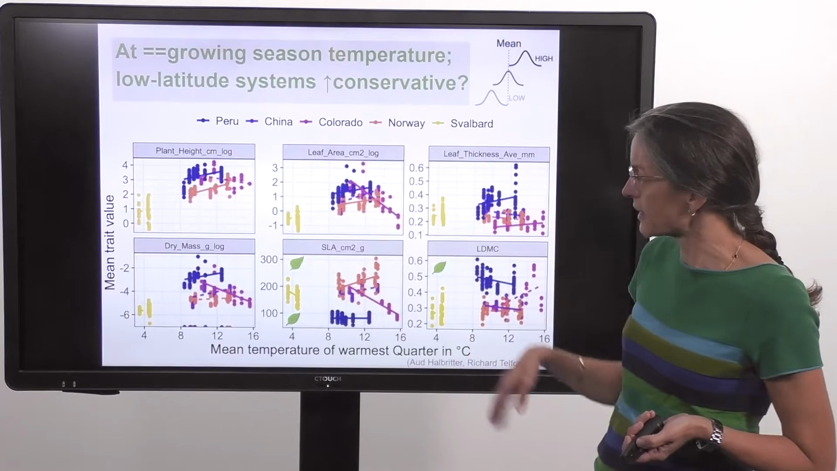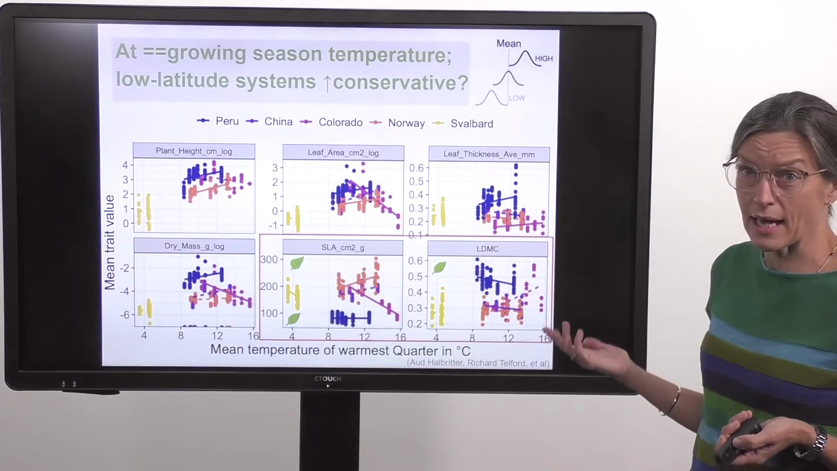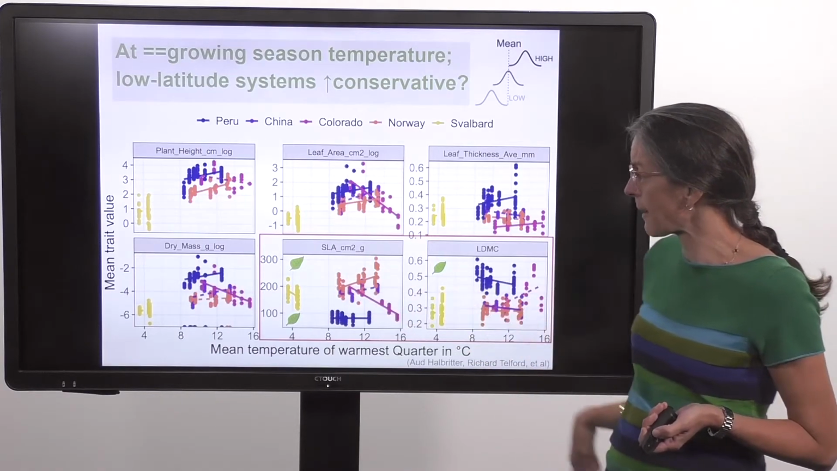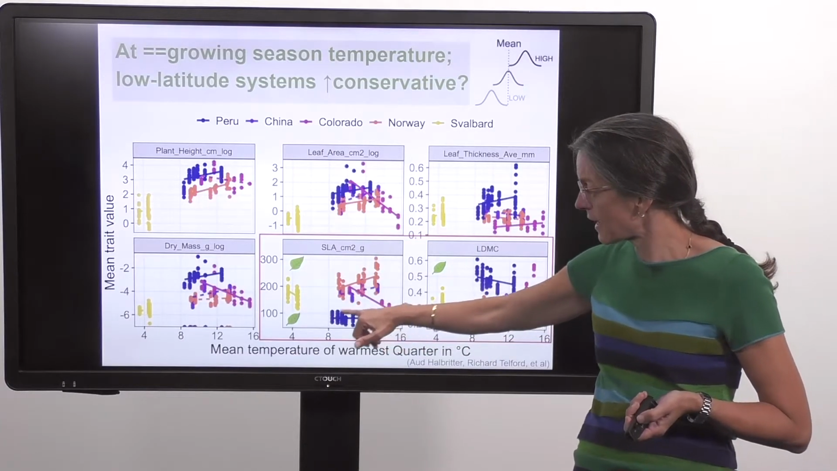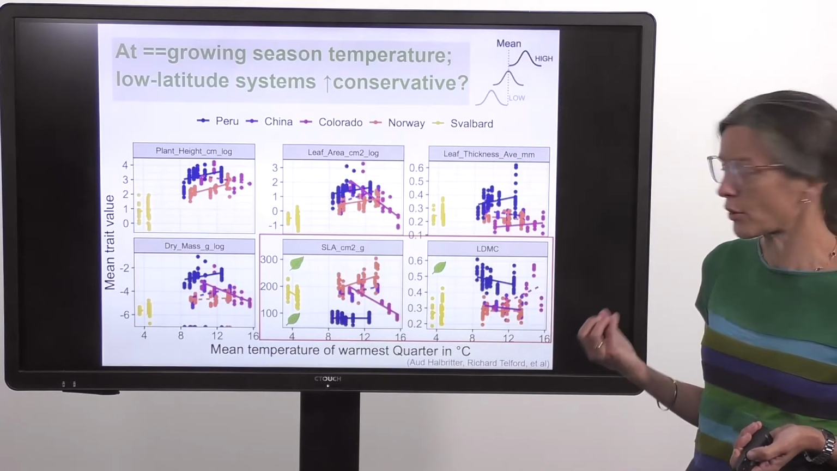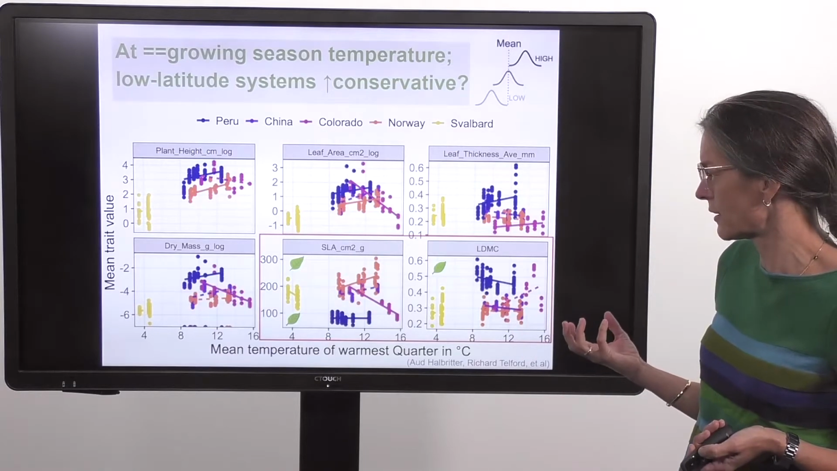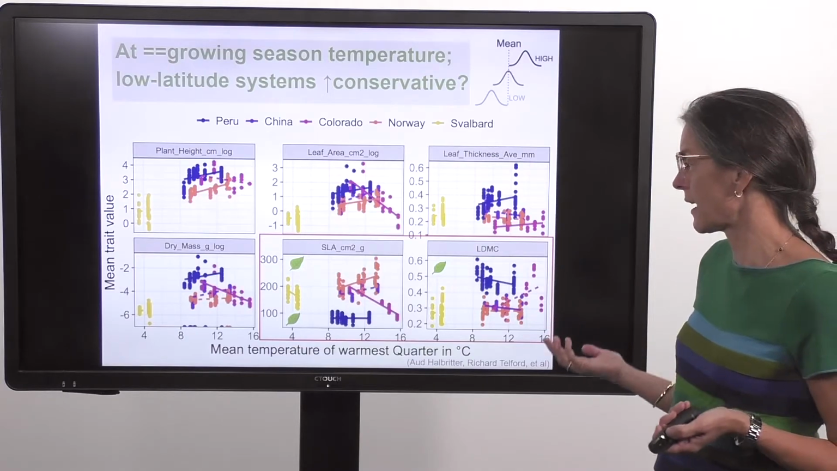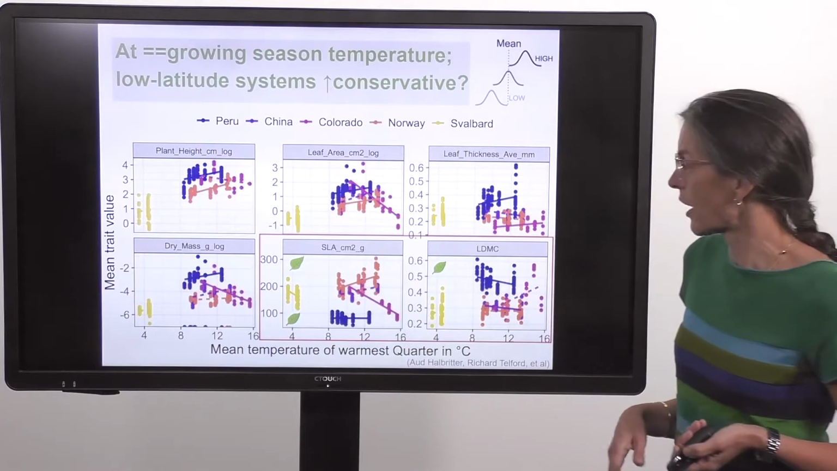Again, we see that the size-related traits seem to make sense. But what we see quite clearly now is that when it comes to these fast-slow dynamics traits, it seems like the tropical sites generally have more stress or slower dynamics, or sort of slower turnover traits, or more stress adapted traits for the same growing season temperature compared to the higher latitude sites.